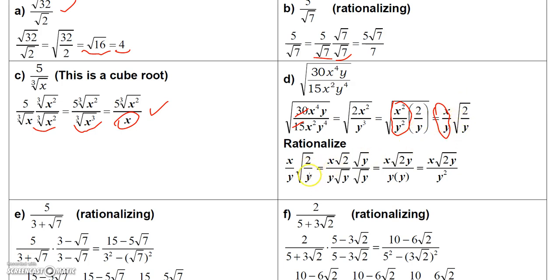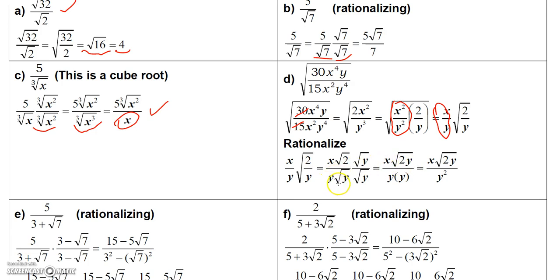But see, I can write square root of 2 over y as square root of 2 over square root of y. And then I can rationalize that by multiplying by square root of y times square root of y. So I'm going to multiply this by square root of y over square root of y. And then when I multiply that, I get x times square root of 2 times square root of y. That's just going to be x times square root of 2y.